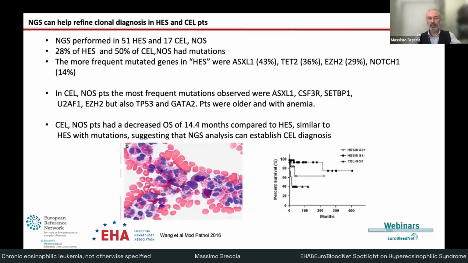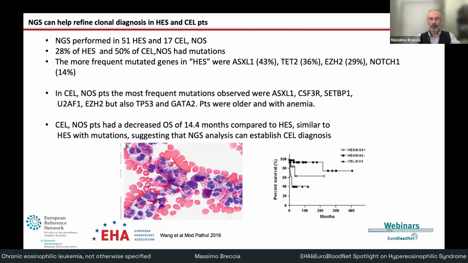But in the last few years, next generation sequencing allowed us to refine the diagnosis of patients initially classified as hypereosinophilic syndrome. In one of the first articles, by Wang in 2016, NGS was performed in 51 patients with the idiopathic form and 17 with a diagnosis of CEL-NOS. The authors found that 28% of the idiopathic form also had mutations, and the most frequently mutated genes were ASXL1, TET2, EZH2, and NOTCH1. Indeed, in the CEL-NOS patients, they also detected some peculiar somatic mutations that we should remember because they are pathognomonic of other diseases.